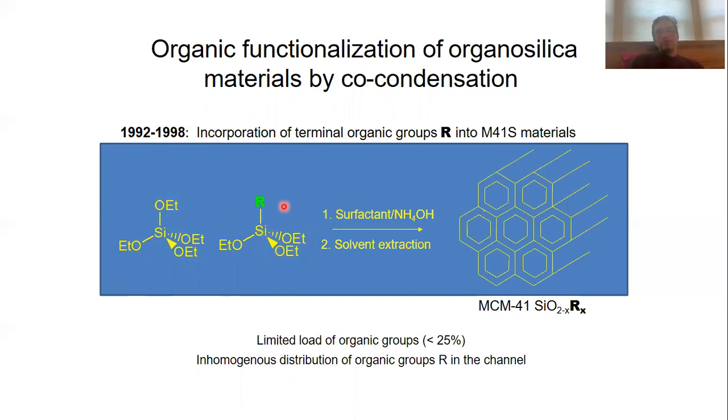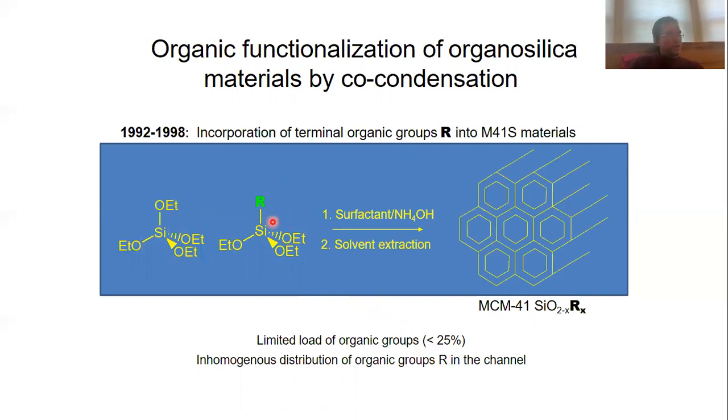This method has the disadvantage that these terminal organic groups actually destabilize the framework. So you can only go up to a ratio of 25% organosilane relative to the inorganic precursor. If you go higher than that, then you get disordered pore structures, or the pore structure even completely collapses.